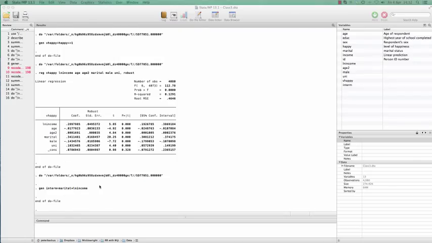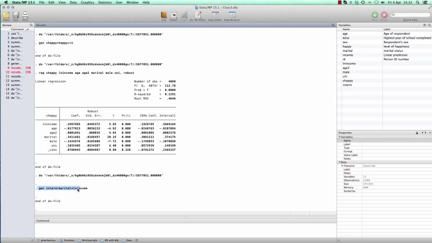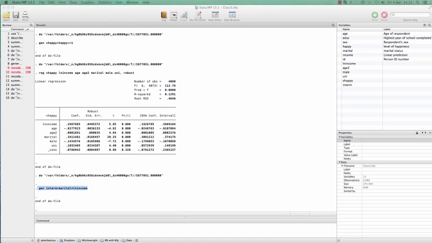All right, so we could interact this with anything. In this exercise, we just thought, well, maybe the effect of marital status on the probability of being very happy depends on the amount of income that the person has. And conversely, the impact of income depends on the person's marital status. So we're allowing both of those effects to vary with each other. All right. So we create an interaction term. The interaction term is simply the product of the two variables that we're interested in interacting.